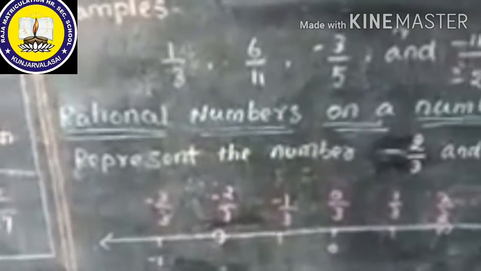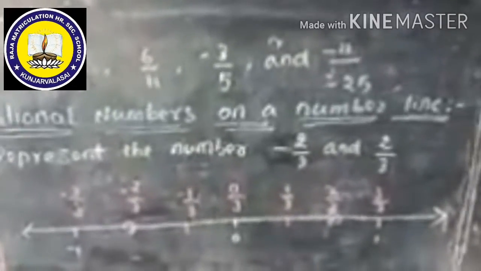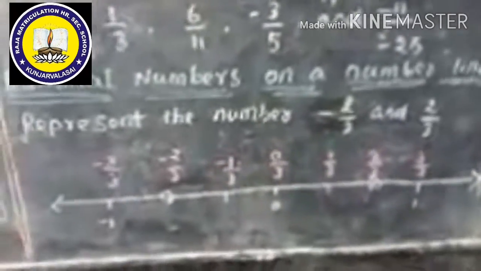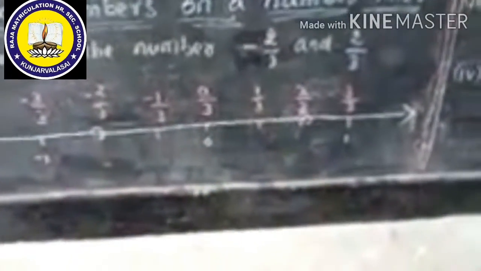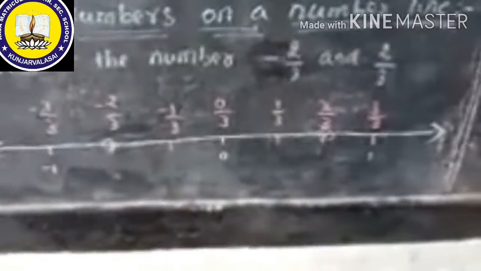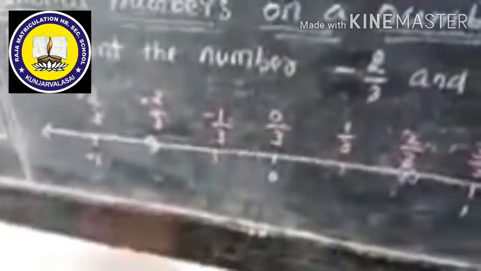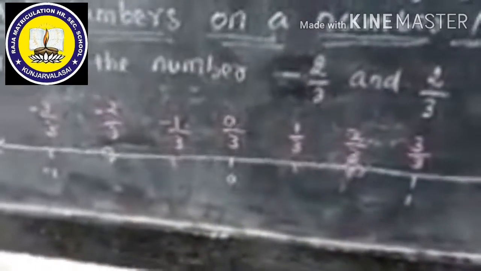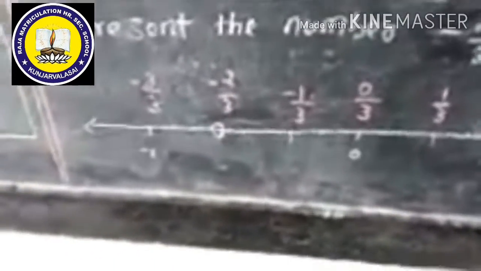Next, we will see about rational numbers on a number line. How to put a rational number on the number line? I will give one example for you. Represent the numbers minus 2 by 3 and 2 by 3. These two numbers are rational numbers. Then how do we identify these two rational numbers on the number line?